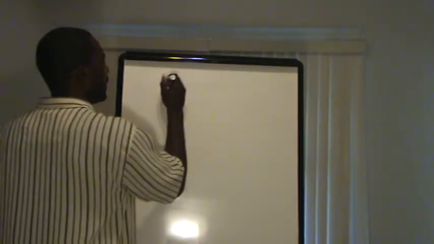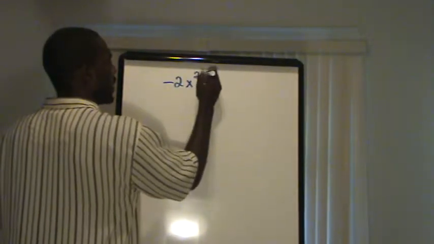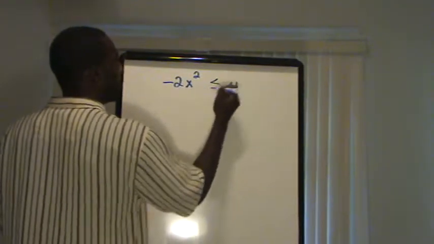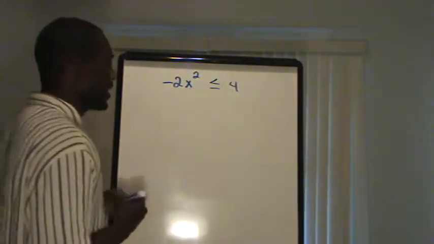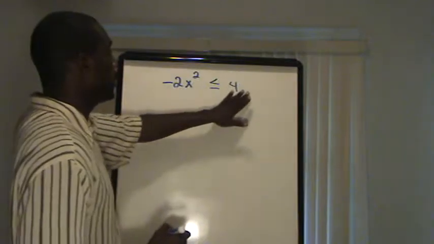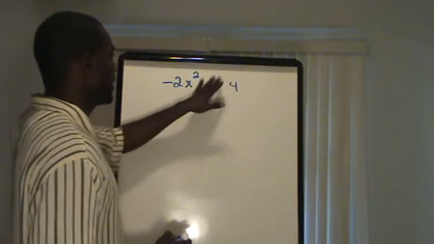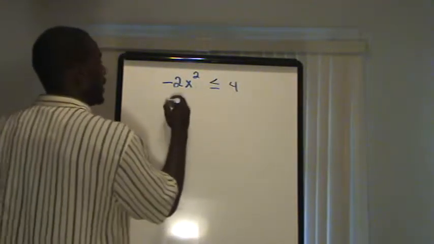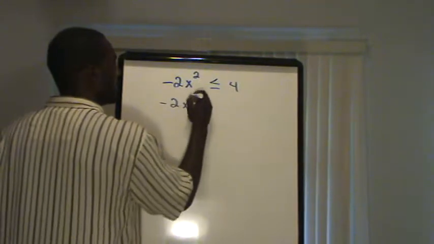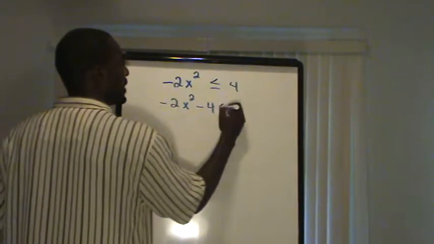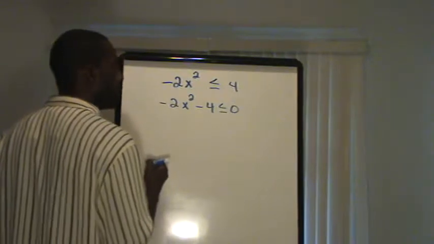Okay, our next example says negative 2x squared is less than or equal to 4. Negative 2x squared is less than or equal to 4. And again, just like in our last example, the first thing we want to do is move our 4 to the left. This will now say negative 2x squared minus 4 is less than or equal to 0.